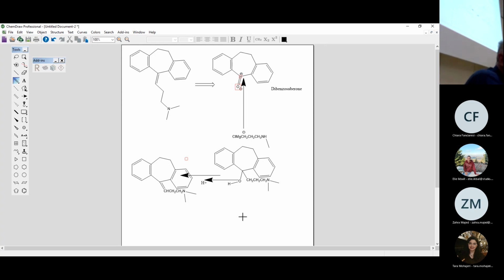So this synthesis is very simple. We start from a ketone, Grignard reaction, formation of a tertiary alcohol, dehydration, formation of the double bond. Have you any questions? Is it clear? So you can see how it's possible to have the formation of a carbon-carbon bond by changing the charge of one of the two carbon atoms in order to have a negative carbon atom able to attack the positive carbon atom.